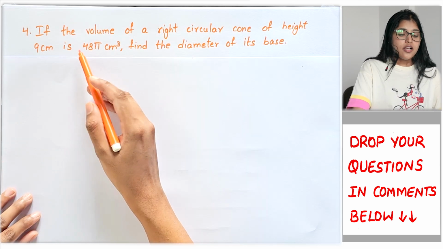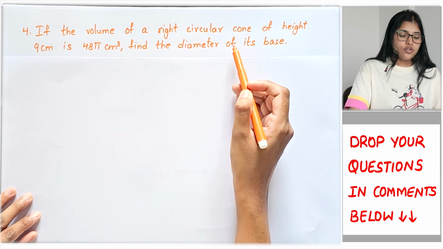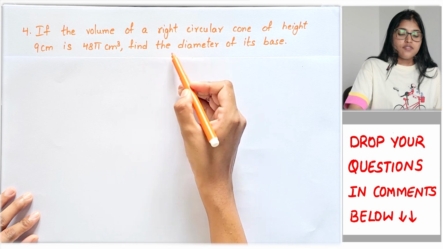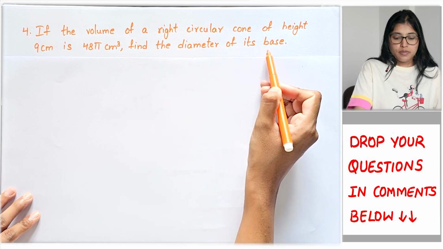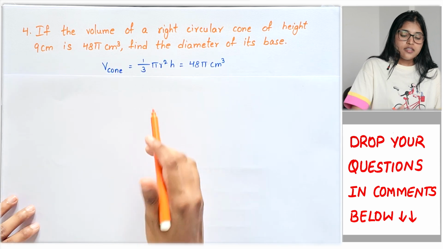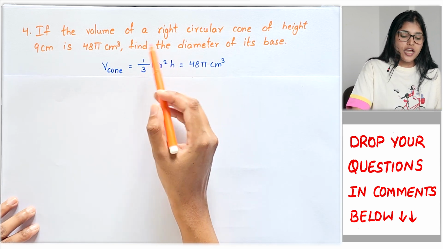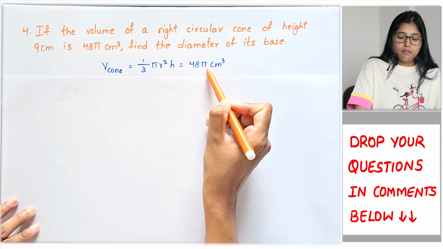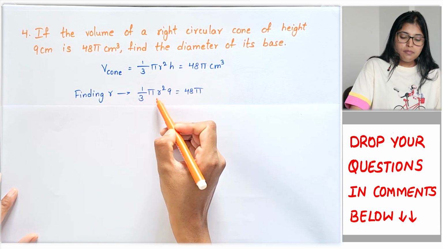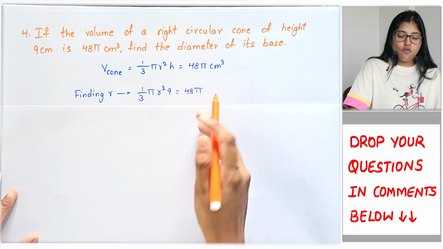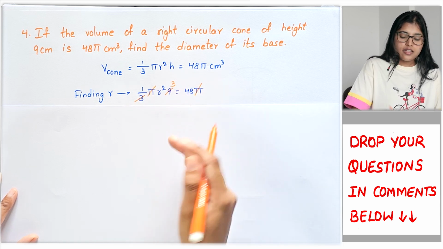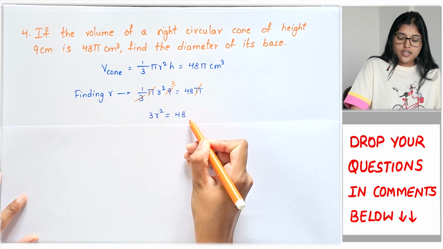In the fourth question, we are given the volume of a right circular cone of height 9 centimeters as 48 pi centimeter cube. We are expected to find the diameter of its base. To find the diameter, I need to find the radius first. So writing the volume as 1 by 3 pi r square h and equating it to the given 48 pi, and then finding r from this gives me 1 by 3 pi r square, height is 9, equals 48. Here I can say 3 threes are 9, and pi gets cancelled. So I can write 3r square as 48.